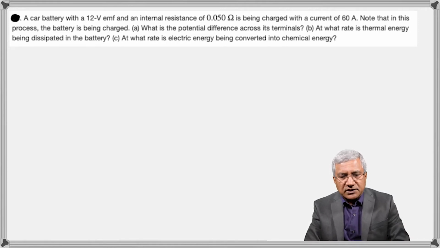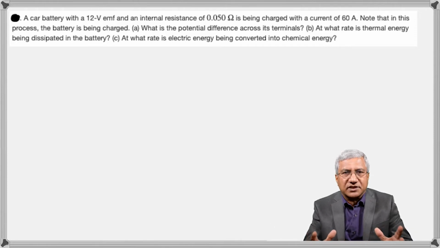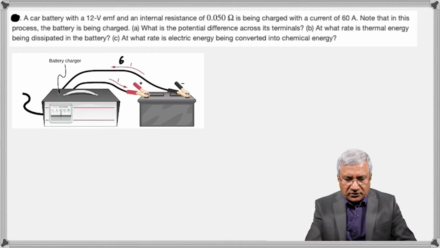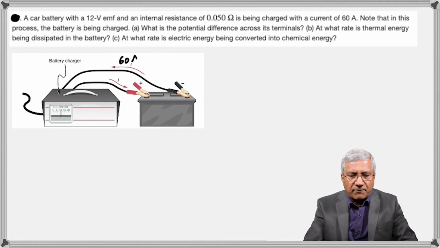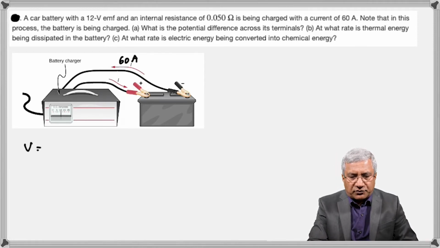A, what is the potential difference across its terminals? B, at what rate is thermal energy being dissipated in the battery? C, at what rate is electric energy being converted into chemical energy? So first of all, you got to find the potential difference across its terminals. Here is the circuit that shows the battery being charged and the 60 ampere current that flows through that battery, reversing the chemical process.